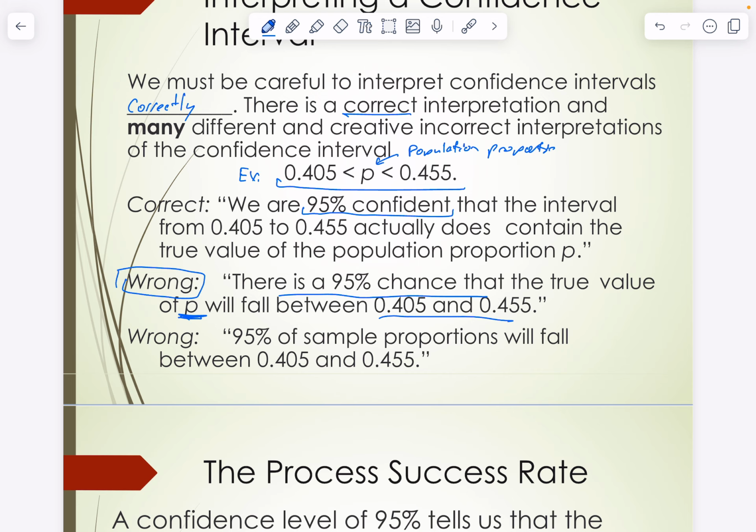95% of sample populations will fall between that. See, that's not 95% of sample populations. What are they talking about? There's only one. Oh, sorry, sample proportions. 95% of sample proportions will fall between 0.405 and 0.455. That's not true either. That's not what we're finding. That's not what the theory suggests. First of all, we're talking about the population proportion falling into that interval, not the sample proportion.